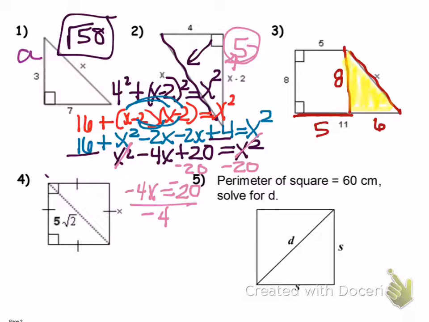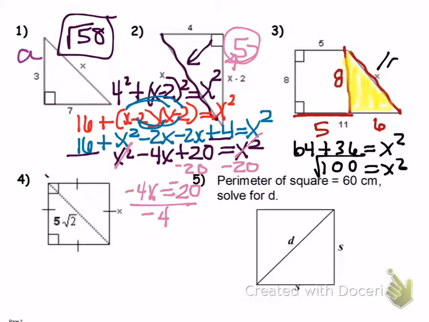So I'm going to do Pythagorean theorem to figure out the length of the hypotenuse here. So that'd be 8 squared. I'm just going to go ahead and say that's 64 plus 6 squared is 36 equals x squared. So that's 100 equals x squared. Take the square root, and so x is 10.